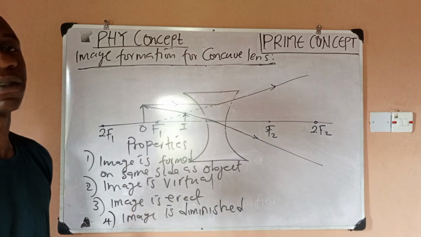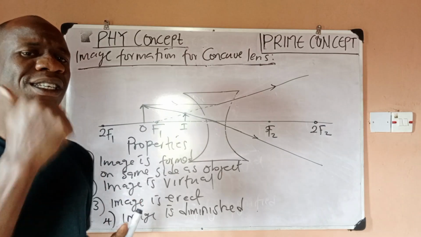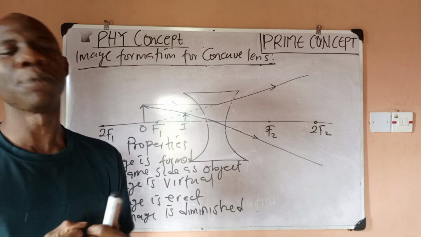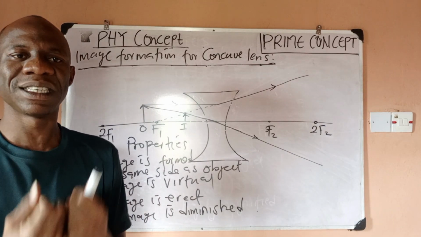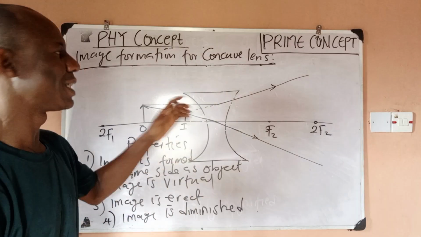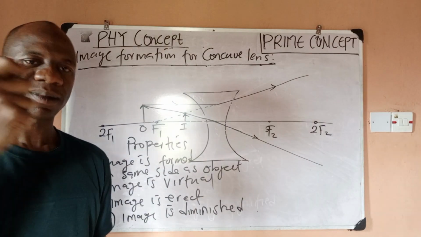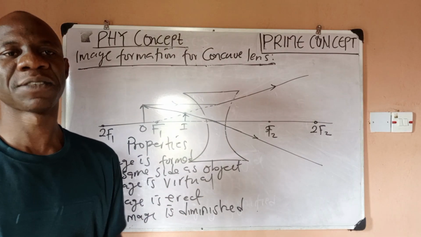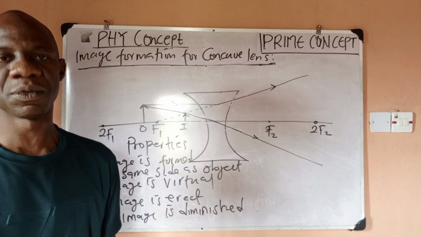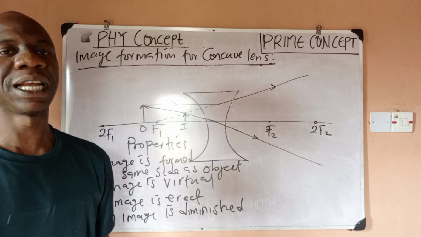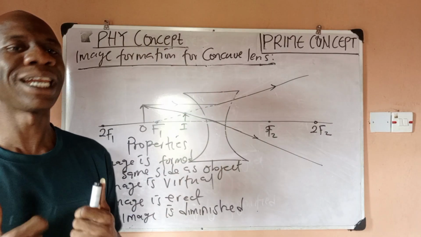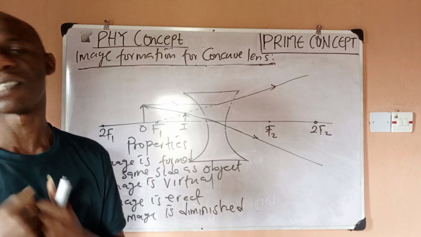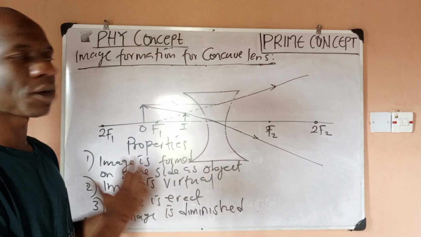In my next video, I'm going to look at the derivation of lens formula. We did for mirror and we derived mirror formula. So in my next video, I'll show you how we can derive the lens formula, and then we'll look at the formula for magnification of a lens, and then we'll begin to analyze these things mathematically.